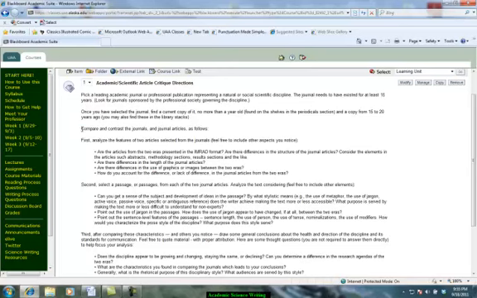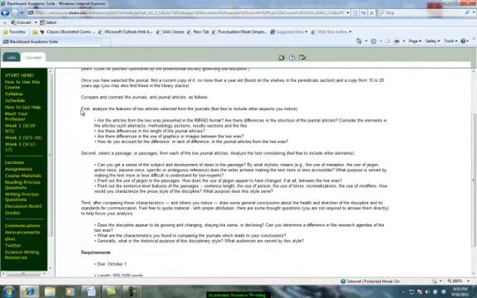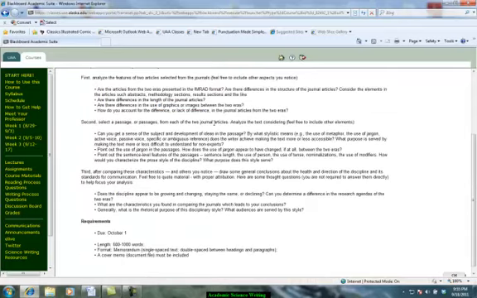So you're going to be comparing and contrasting the journals and journal articles. There are three things that I want you to do. First, you're going to be analyzing the features of the two articles: what they look like, the structure, the length, how they use graphics and images, things like that. The second part is you're going to be analyzing a passage or passages, a paragraph or two from both the articles, and there are some very specific things I'm going to ask you to look for.